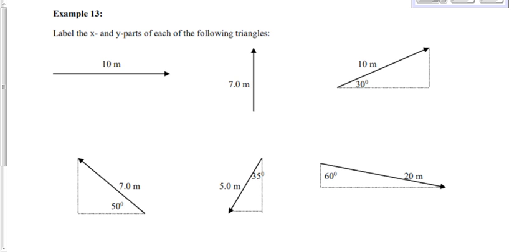Before we do that, let's identify how much of each of these vectors is x. Remember, we're going to combine x's and combine y's if we have lots of vectors, but we have to figure out how much is x, how much is y. So let's take a look at example number 13, and we'll do this together.